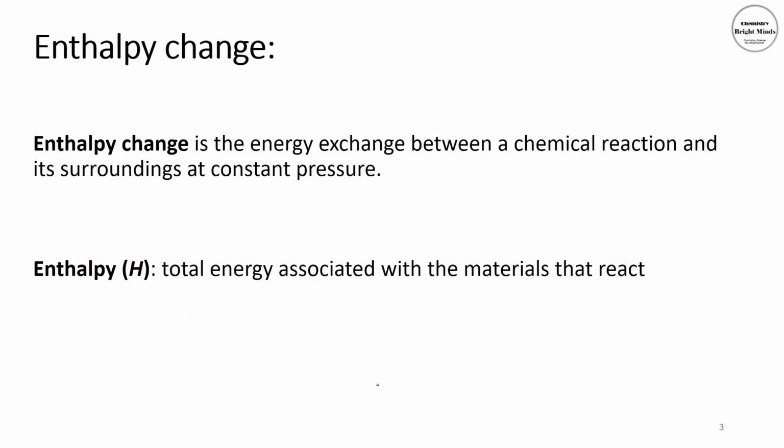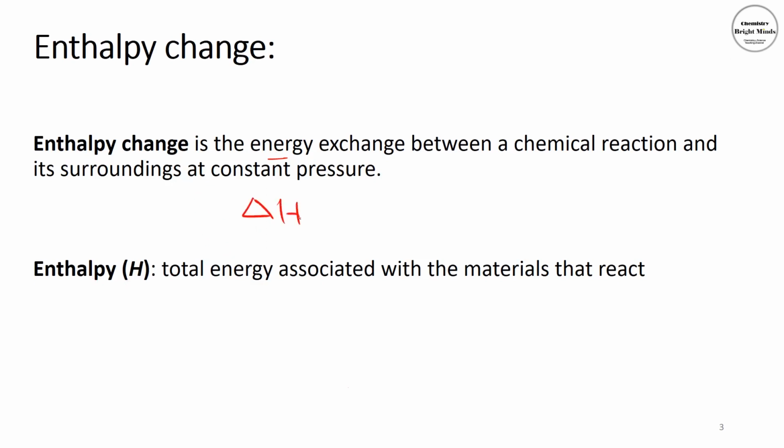For the enthalpy change itself, it will be based on the change in temperature from the beginning of the reaction to the end of the reaction. The enthalpy change is the energy exchanged between the chemical reaction and the surroundings at constant temperature. But because we cannot measure energy, we will measure the temperature instead. So the temperature will reflect the amount of energy of the reaction. Now, the enthalpy itself is the total energy associated with the material that reacts.